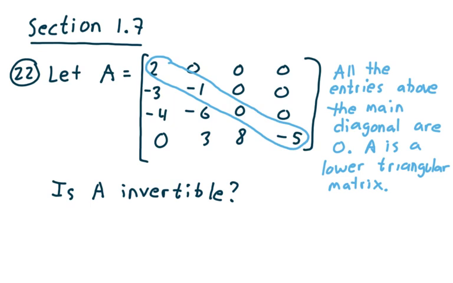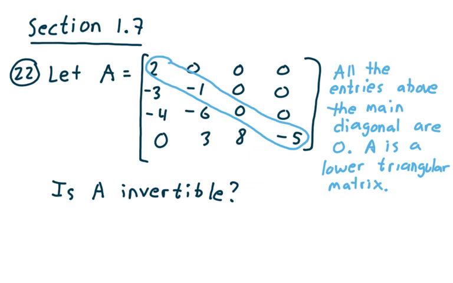Let A equal the matrix 2, 0, 0, 0, negative 3, negative 1, 0, 0, negative 4, negative 6, 0, 0, 0, 3, 8, negative 5. All the entries above the main diagonal are all 0, and that means A is a lower triangular matrix.